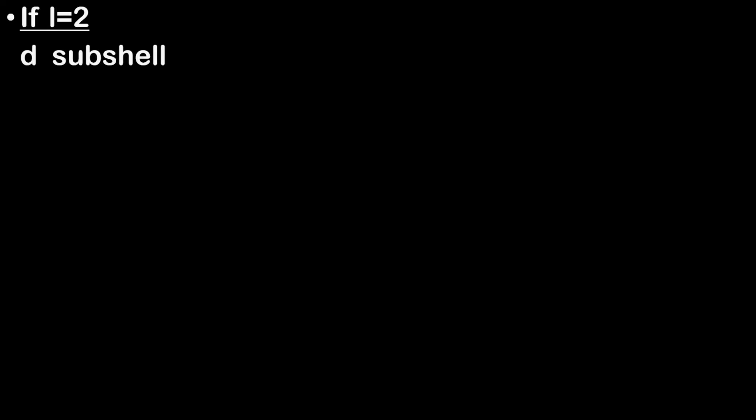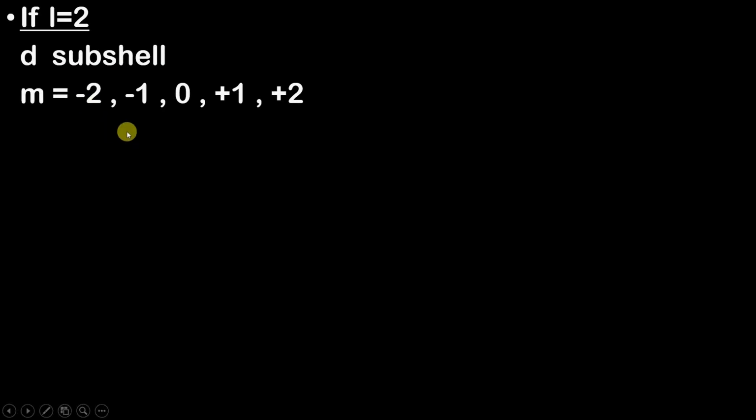The possible values of m will be from -2 to +2. So m will have values -2, -1, 0, +1 and +2. But how many different values of m are present over here? 5 different values are present: 1, 2, 3, 4 and 5. So how many orbitals will d subshell have? So d subshell is going to have 5 orbitals: 1, 2, 3, 4, 5.